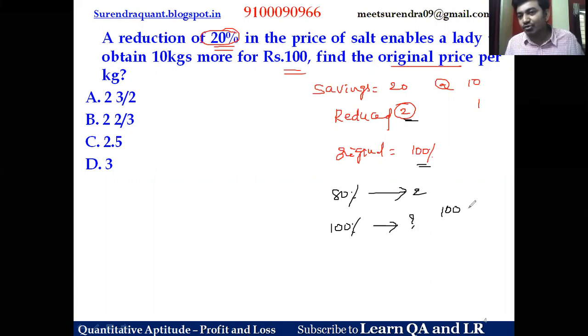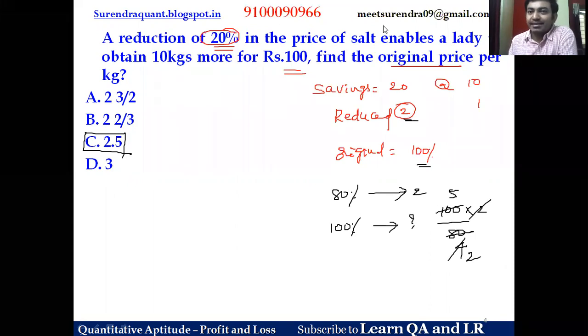So this is 100 into 2 by 80. So 5 goes 2 times. So 5 by 2 means 2.5 rupees. So this is the original price per kg. Very simple, right? Okay. Next question.